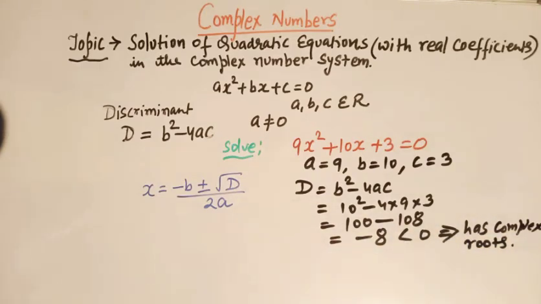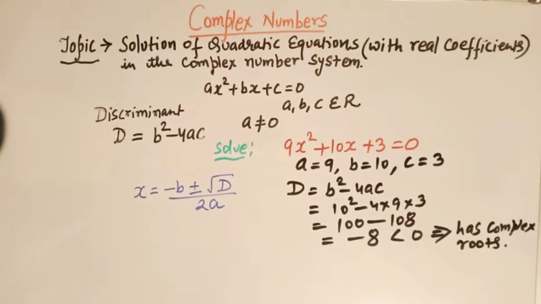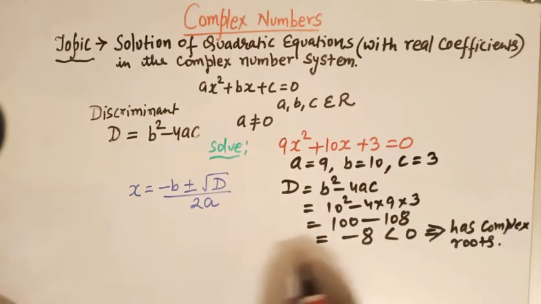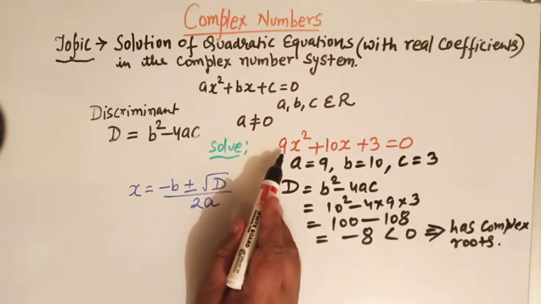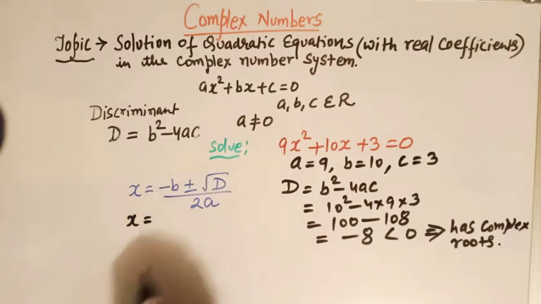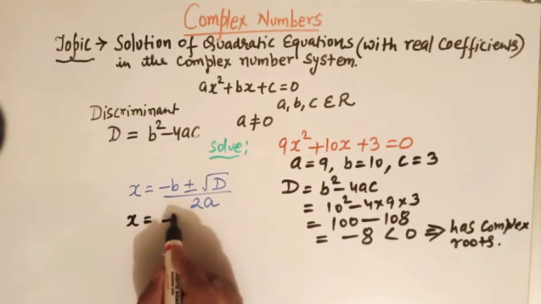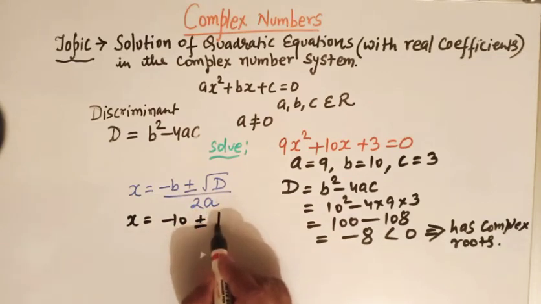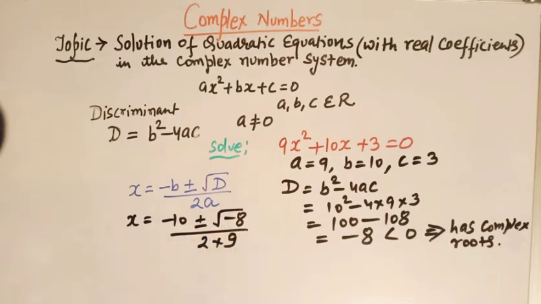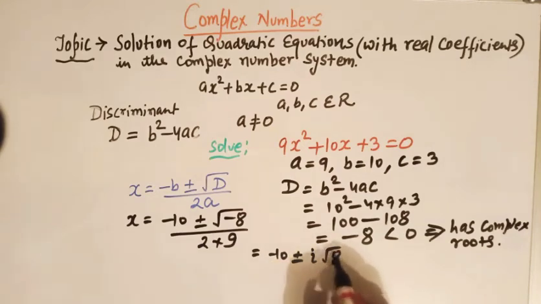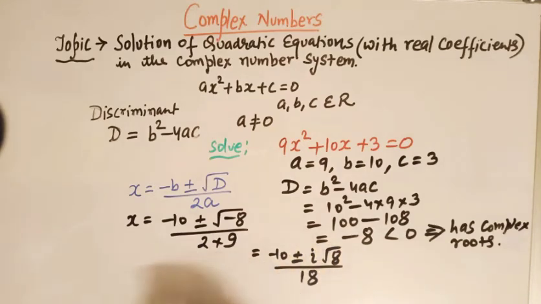Okay, now we will apply this formula here to find the roots of this equation. So here we have x equals, now for b we have minus 10, plus minus square root of minus 8, divided by 2 times 9, right? Now this can be written as minus 10 plus minus i root 8, divided by 18.